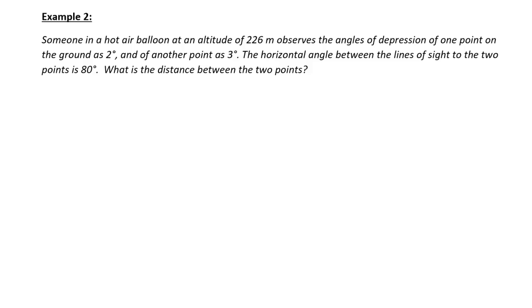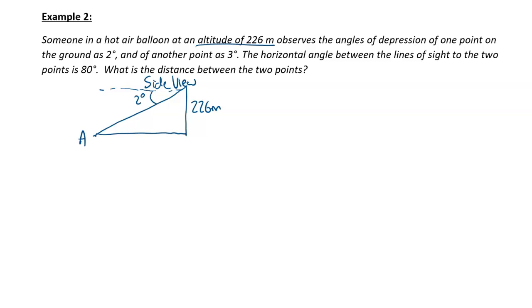So we are up somewhere at an altitude of 226 meters. So that means we're 226 meters above the ground. Let's say this is a side view. If we are looking at the angle of depression to one point on the ground as 2 degrees, that means we're going to look down and see an angle of depression of 2 degrees. Now this is clearly not a 2-degree angle, but the angle of depression is the angle in here, which is 2 degrees.